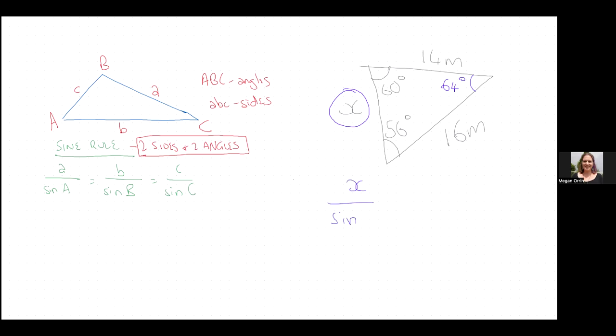Okay, what other pair do I need to use? Any, right? It doesn't matter. So let's say that I'm going to pick 14. What angle do I need to use? 56. Good, because this one is opposite the 14. Now I can cross multiply. So I've got X times sine 56 equals 14 times sine 64. I need to get X by itself.